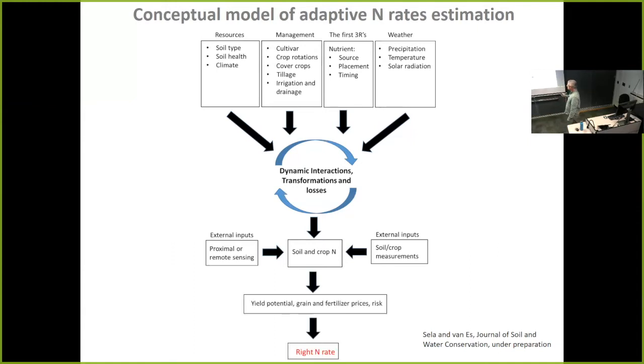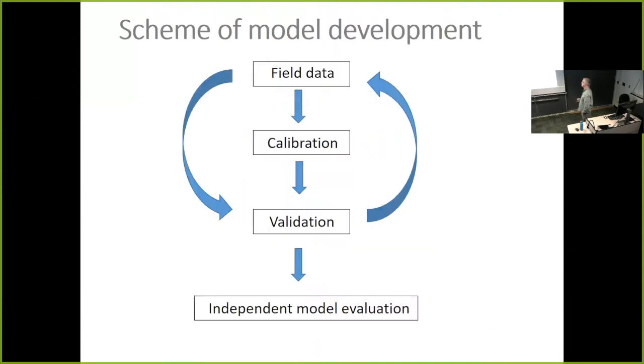And after you have a good sense of the soil N and crop N, you need to account for the potential. So what yield are you expecting in your field? What's the potential of that specific field? What's the economics? How much did you pay for your grains? How much you get for your grains? How much you pay for your fertilizer? What's the risk? And in the end, you can estimate the right N rate for a specific location. And this is, of course, very challenging, and we believe that modeling is a way forward to do that.